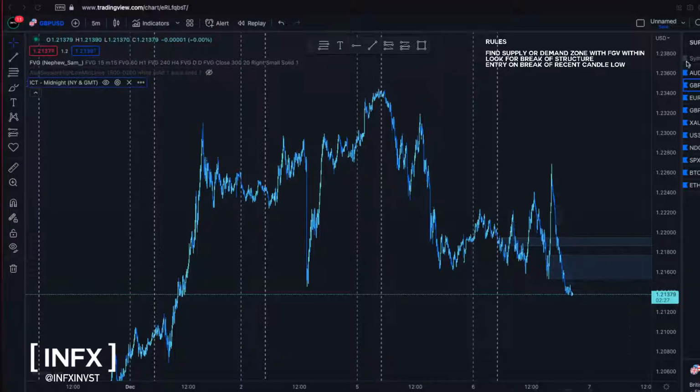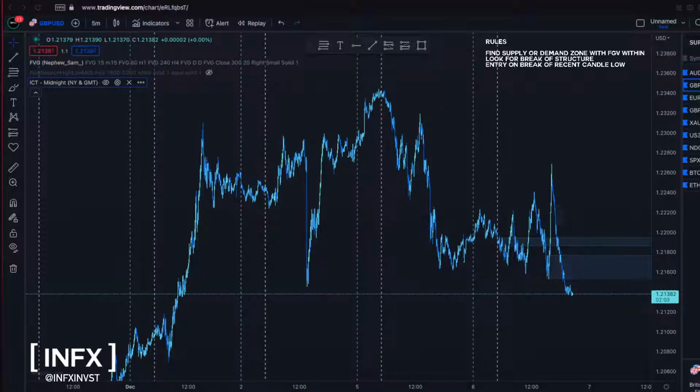As you can see in the top right-hand corner here, we have got our rules, and those rules are as follows. We're going to find a supply or demand zone with an FVG, or fair value gap, within the zone. You'll see that when I get to it. Look for a break of structure from the supply or demand zone. Wait for price to pull back into the zone and fill the FVG and the supply or demand zone.